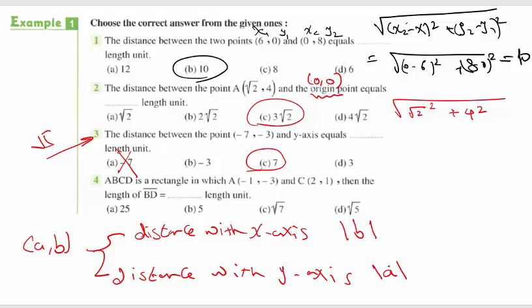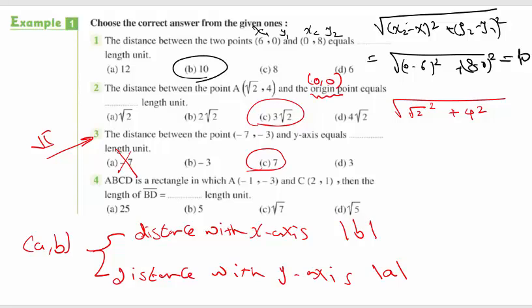Why should we use the absolute value here? Because I can't have any distance in negative. So to make sure that it has a positive sign, I will use this absolute value. Okay, let's move to the next part.